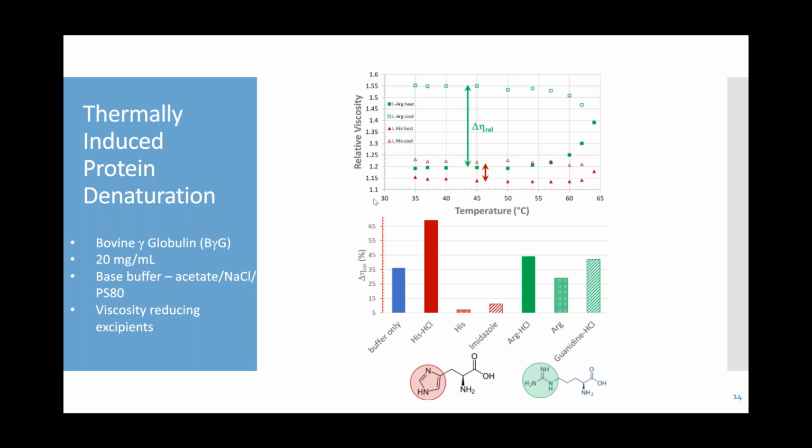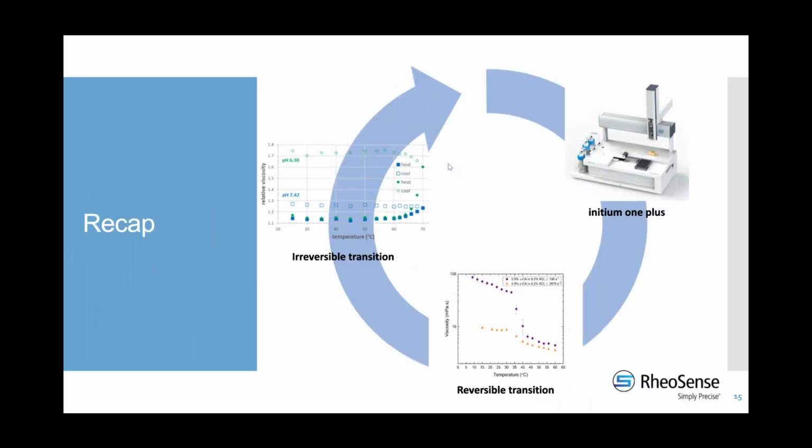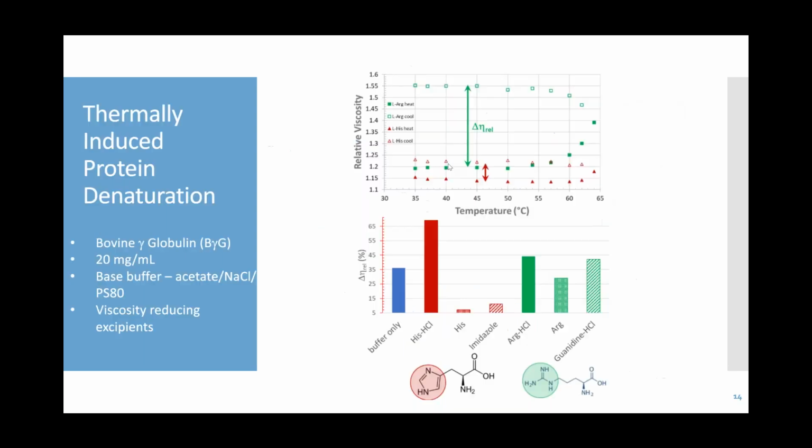We look at relative viscosity as a function of temperature. Again, we heat and we cool. And what we're going to focus on in this comparison is this irreversible change in the relative viscosity, which I've indicated with the arrow here. So you can see, hinting that we're going to have differences, that this histidine change between the heating and cooling cycles is significantly smaller than what we see in the arginine.